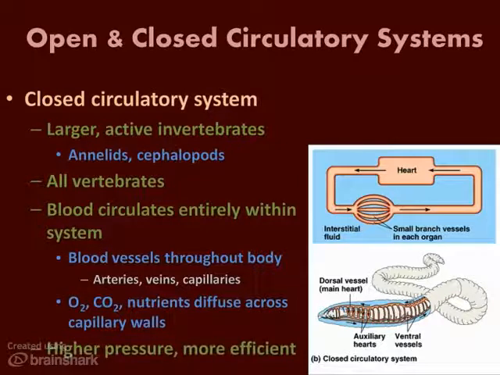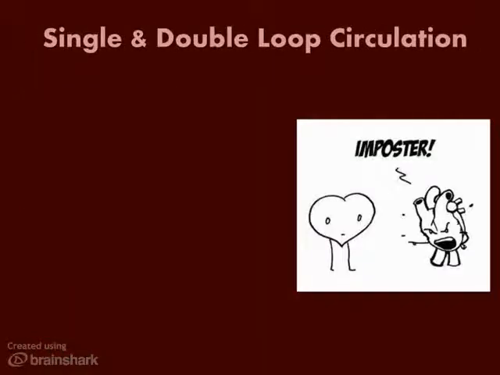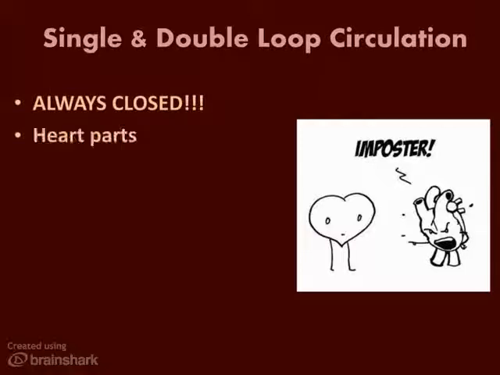As chordates evolved, more complex organ systems and more efficient channels for internal transportation developed. There are two main types of closed circulatory systems, single loop and double loop. But before we look at those systems, let's review some basics about the heart and its parts. First, remember that the single and double loop systems are only closed systems. Closed systems always have a heart.